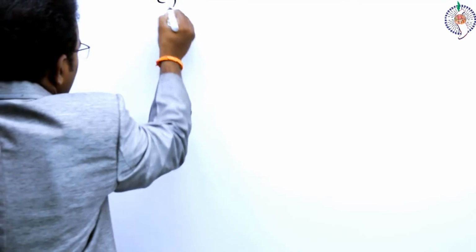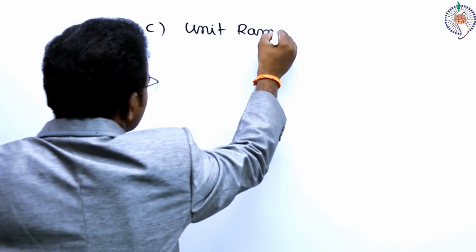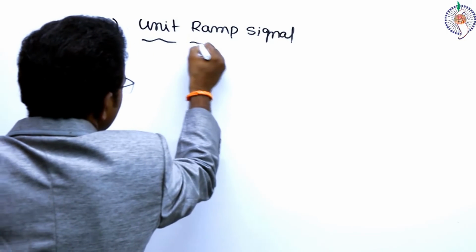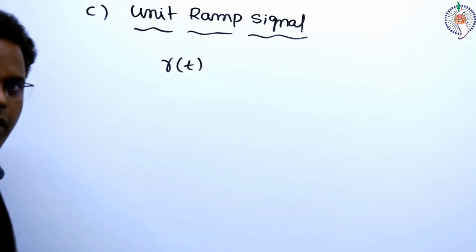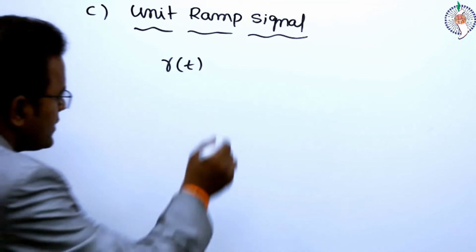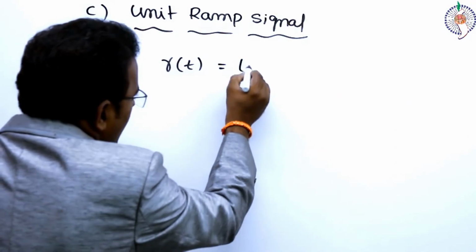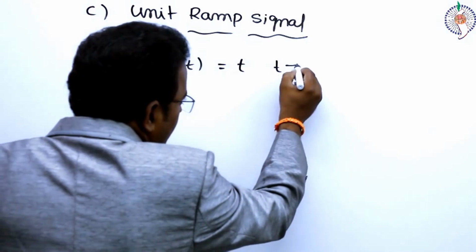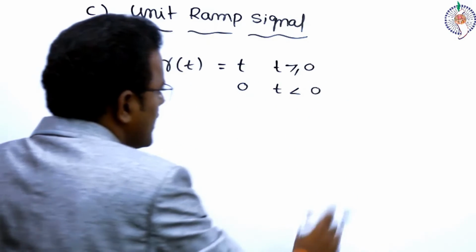Third one, we will discuss the unit ramp signal, denoted with r of t. The definition for r of t is, its value is the argument itself when the argument is greater than or equal to 0, and 0 when the argument is less than 0.